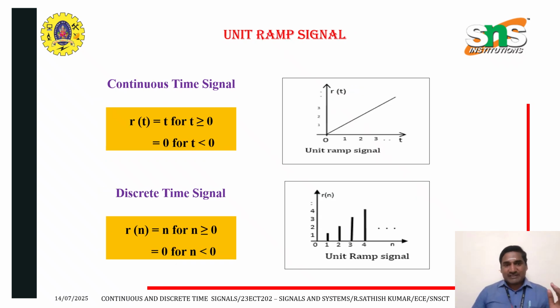Next one, unit ramp signal. The continuous time unit ramp signal is r of t equal to t for t greater than or equal to 0, and 0 for t less than 0. The continuous time ramp is a linearly growing function. In terms of the discrete time signal, r of n is equal to n for n greater than or equal to 0, and 0 for n less than 0. The unit ramp signal of discrete time representation has been given.